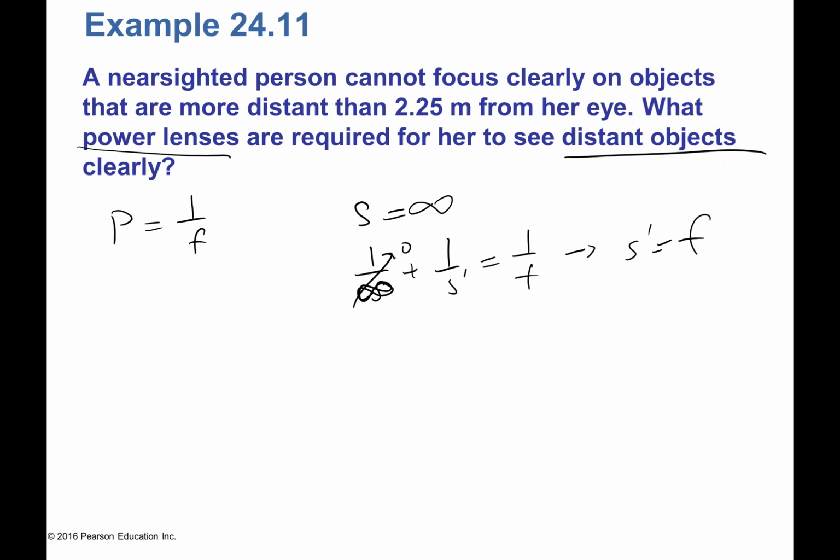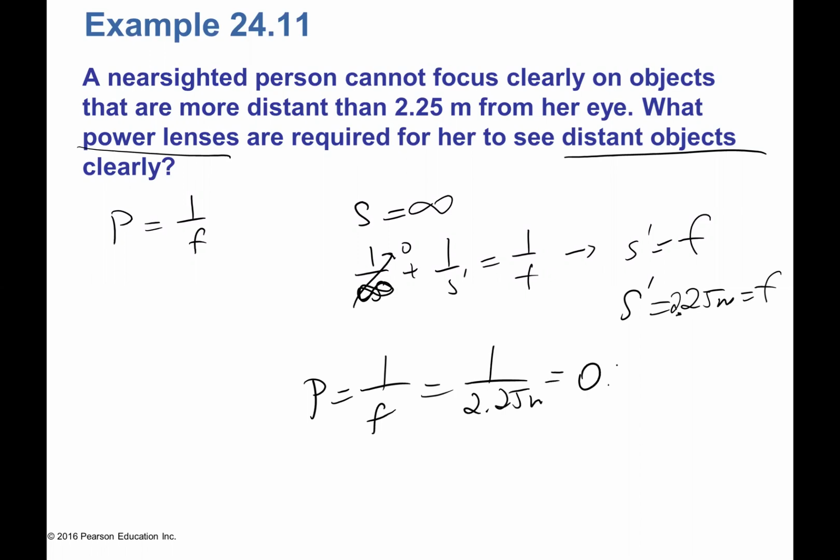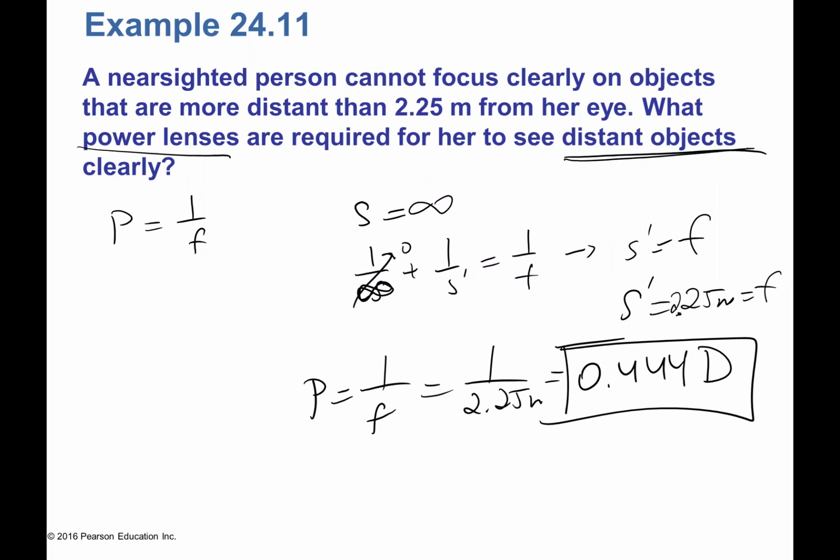Since we're assuming s prime here is 2.25 meters, so is the focal length. Then the power equals 1 over the focal length, or 1 over 2.25 meters. So we get 0.444 diopters. Again, because they're distant objects, we can always take the distance to a really distant object to be infinity, and the image will be generated at the focal point. So we can use that to calculate this.